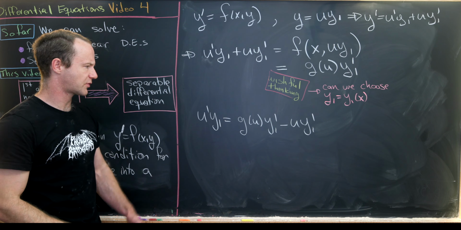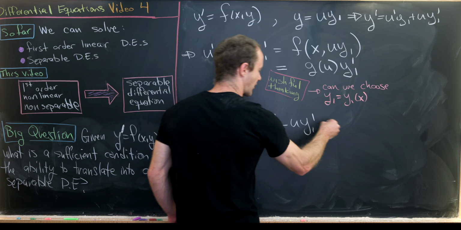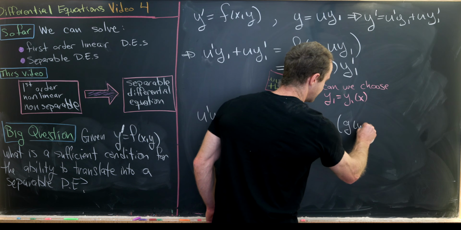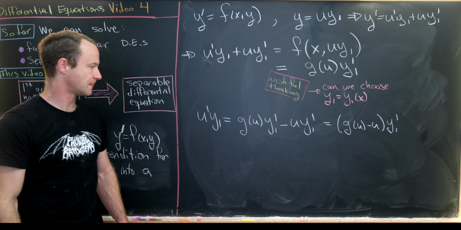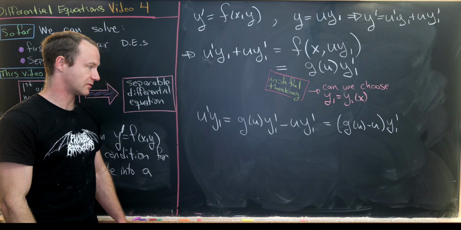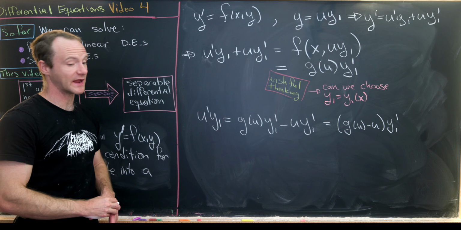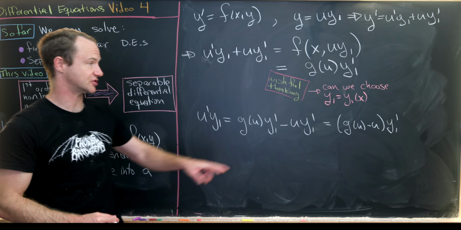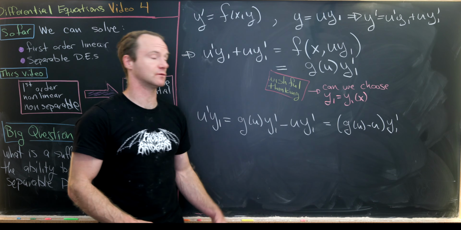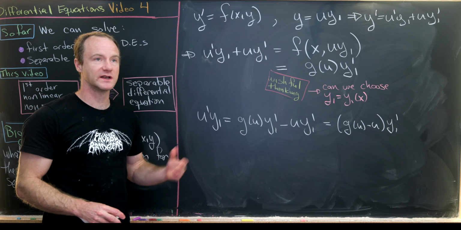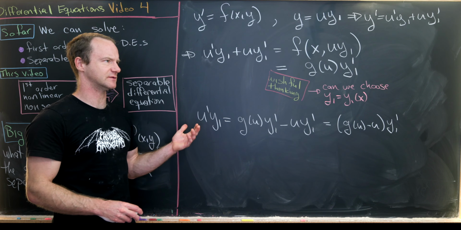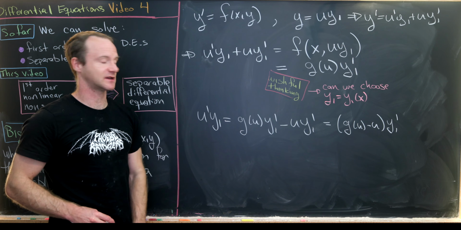And then from here, perhaps we could divide a y1 prime out. That'll give us g of u minus u times y1 prime. And then now we have a separable differential equation. It may not quite look like a separable differential equation, but let's recall that we've chosen y to be just some function of x, just like we did before. One time it was 1 over x, one time it was e to the x, maybe it's some crazy function of x.